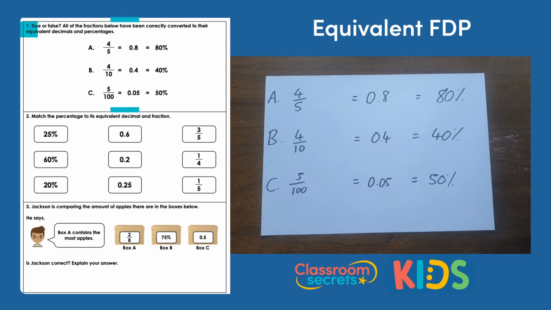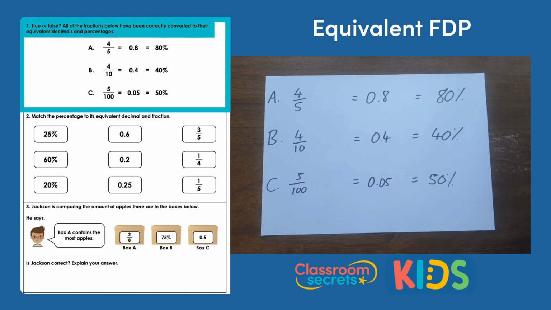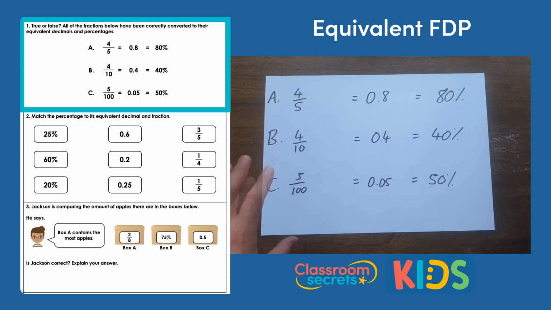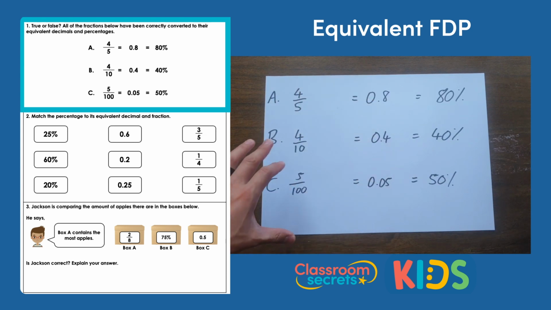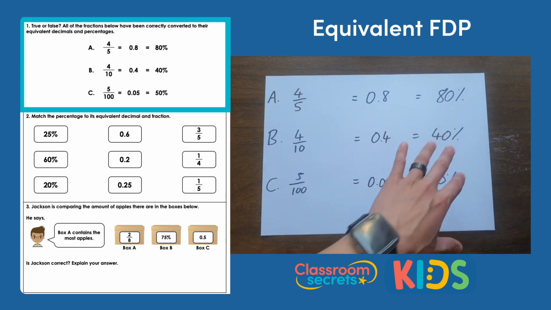The first question says, true or false, all the fractions below have been correctly converted to the equivalent decimals and percentages. So in order to work this out, we're going to be using our fractions to the left here and converting them into fractions over 10 and then over 100, because that way we can use the fractions over 10 to compare to our tenths, our decimals, and then use the fractions over 100 compared to our percentages.